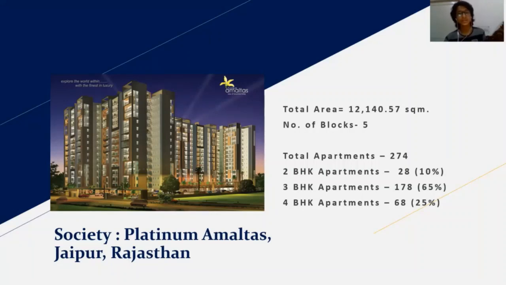So the total number of apartments in the society is 274, from which 2 BHK apartments consist of 10%, 3 BHK apartments consist of 65%, and 4 BHK apartments consist of 25%, as you can see over here.